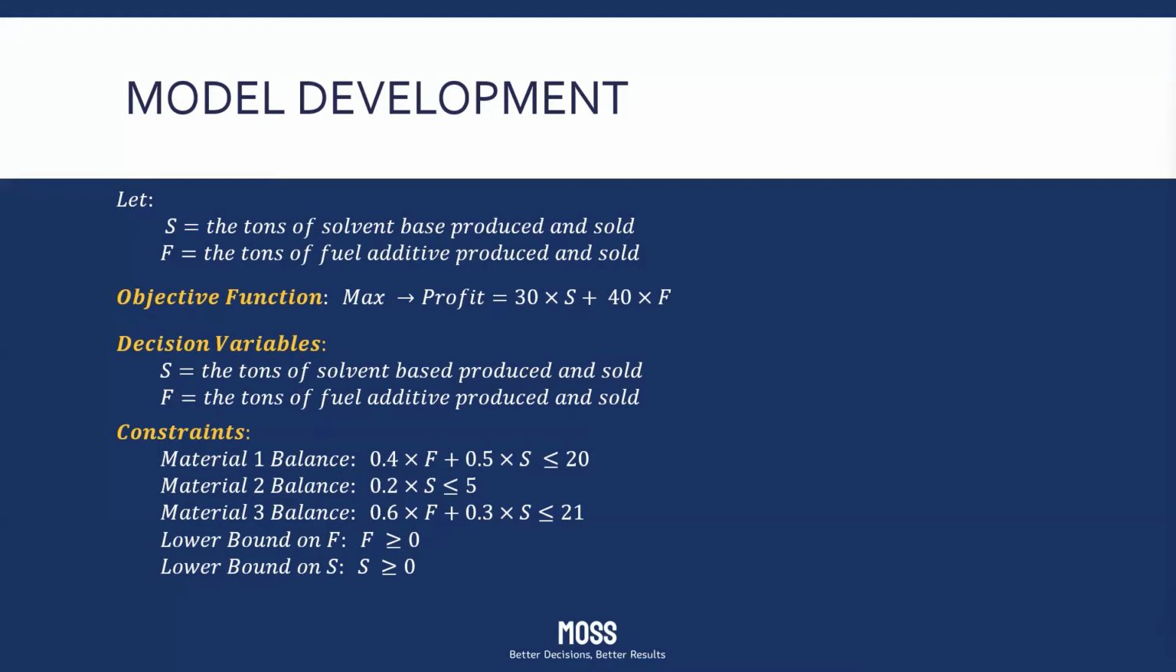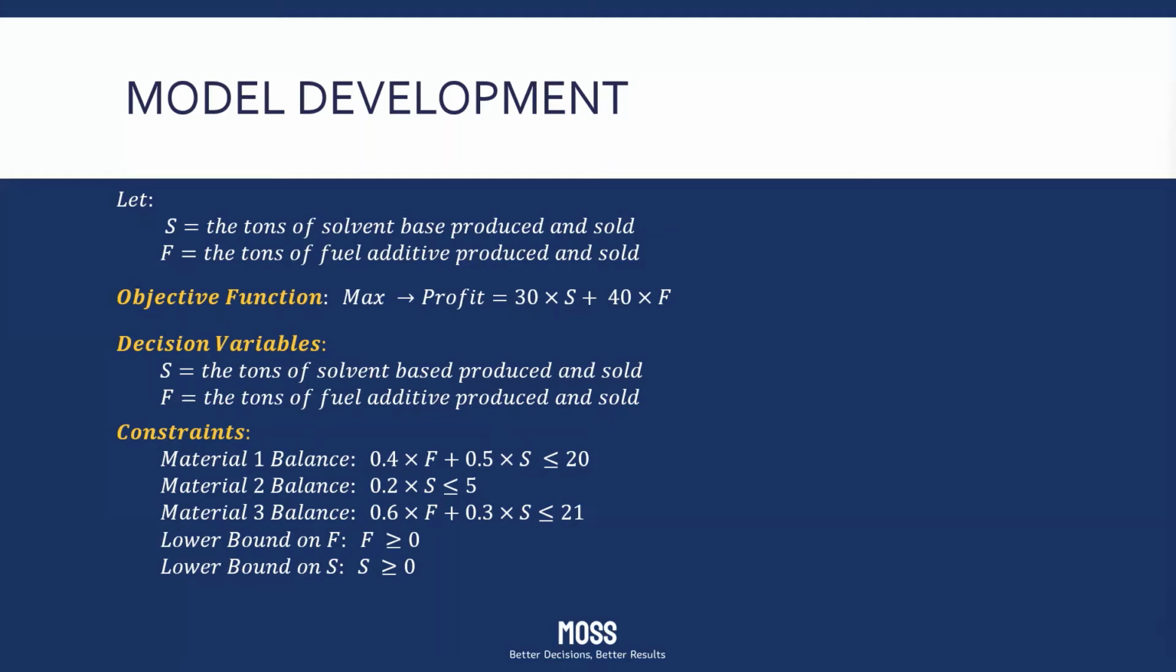Profit will be defined as $30 per ton times S plus $40 per ton times F. Our decision variables here are S, the tons of solvent base produced and sold, and F, the tons of fuel additive produced and sold. And we'll have 5 constraints. 3 of those are material balance constraints. So we know that the total consumption of material 1 has to be less than or equal to 20. So 0.4 tons of material 1 for every ton of F, plus 0.5 tons of material for every ton of S produced has to add up to less than or equal to 20.